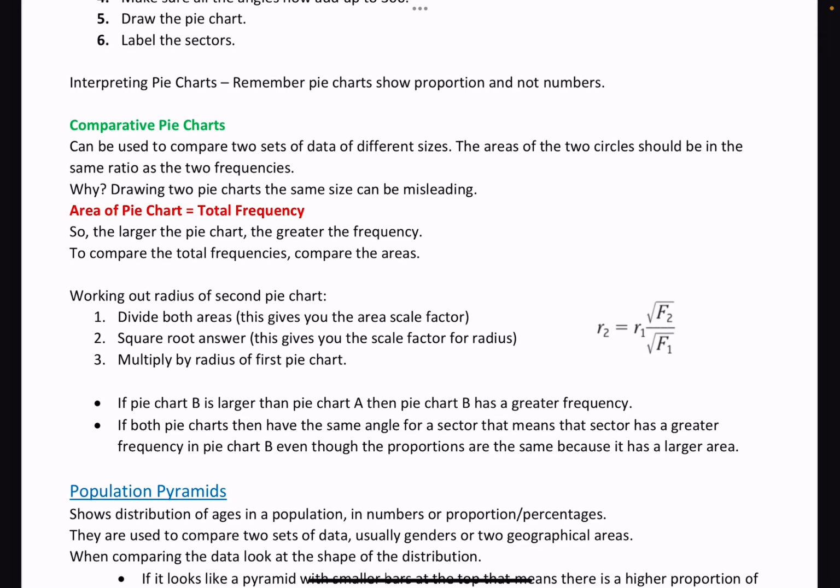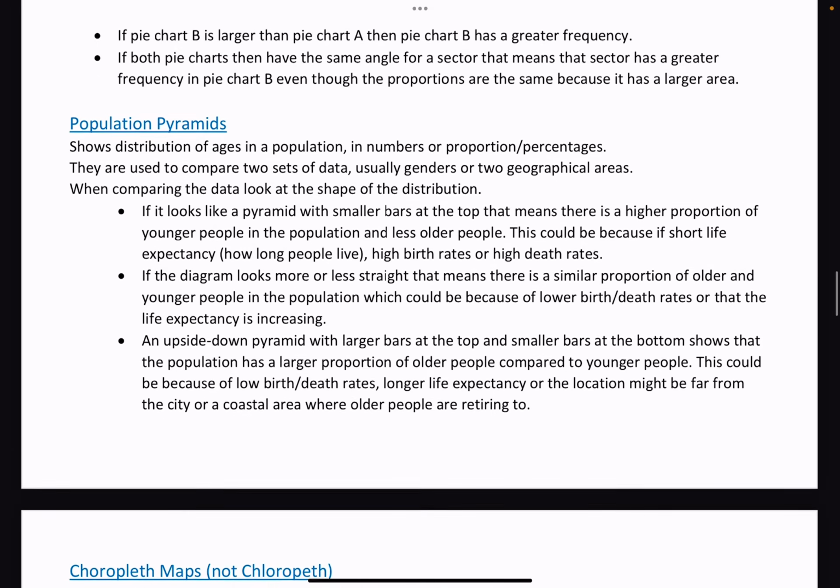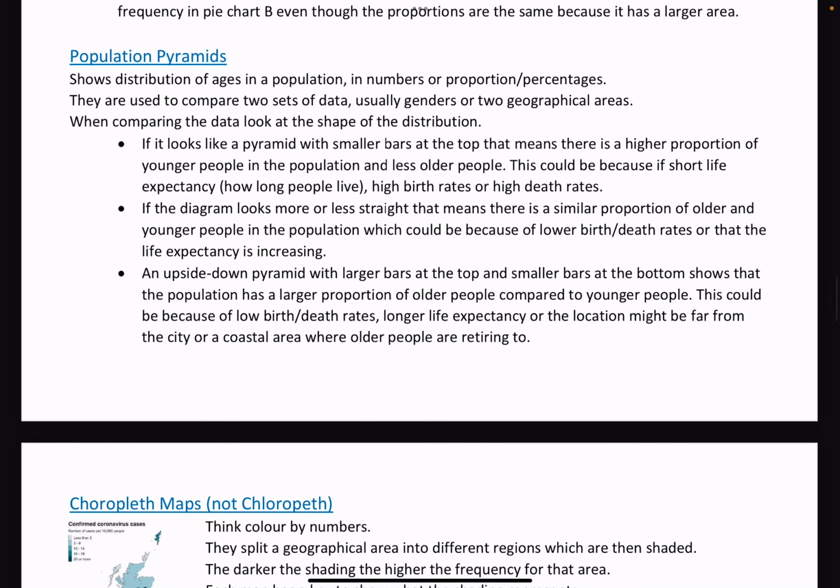Comparative pie charts are a bit different. This is when it gets more higher-level, and I'm going to have to post a video on how to draw and interpret comparative pie charts. But to be fair, I probably won't show you how to draw them because most of the time they're drawn for you. Most of the time what you need to do is interpret comparative pie charts given the drawings already. Population pyramids, quite self-explanatory, but I may need to do a quick video on it.